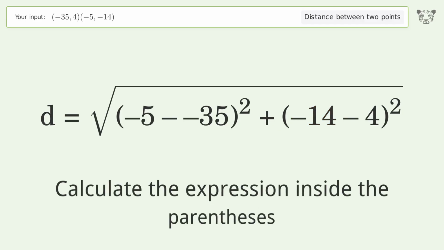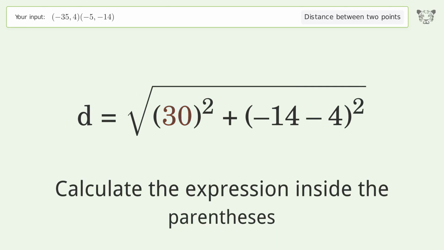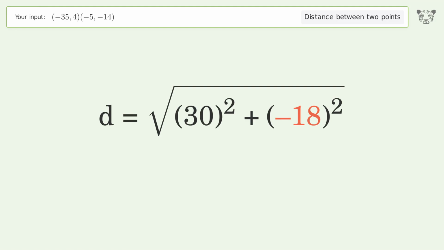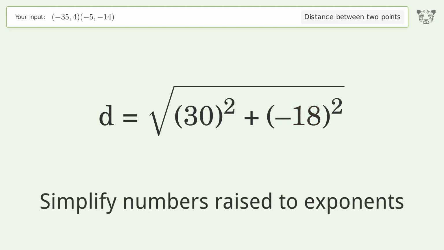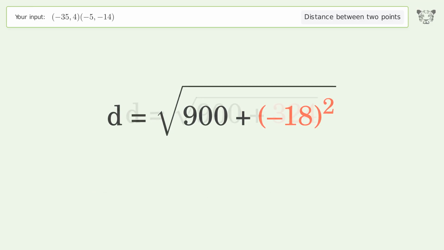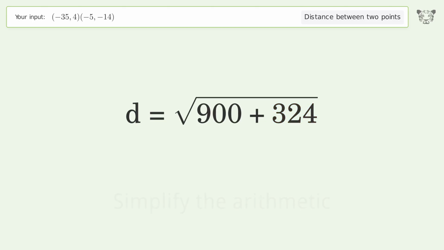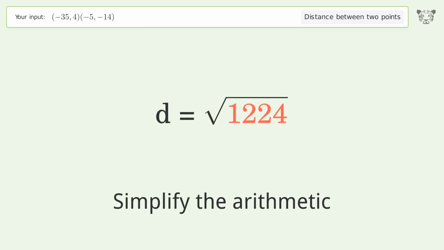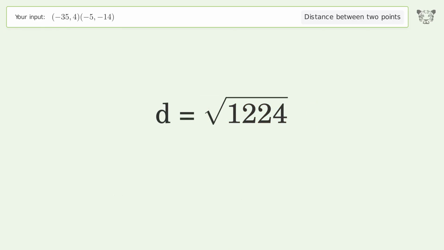Calculate the expression inside the parentheses. Simplify numbers raised to exponents. Simplify the arithmetic. And so the distance between the 2 points is the square root of 1,224, or 34.986.